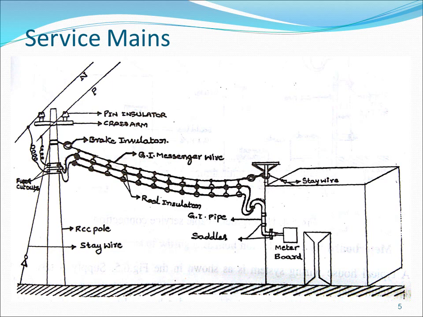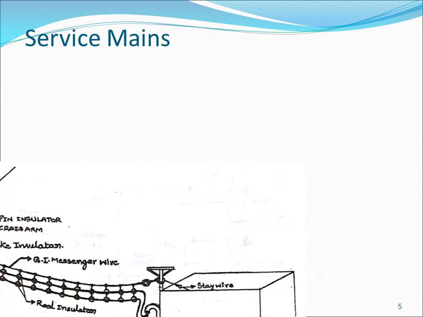So here it has one phase and neutral lines. From the phase and neutral line which is connected to the electric pole, then from the RCC pole it will be connecting through the wires and it will be given to the board, meter board. Through meter board it has connected.